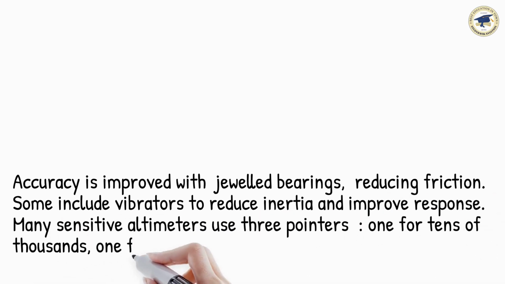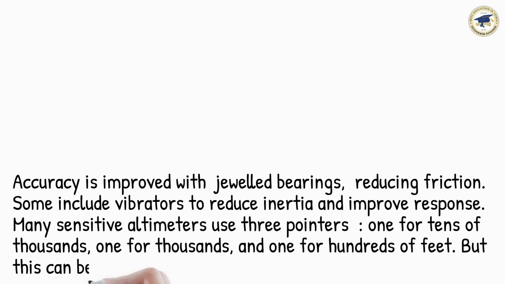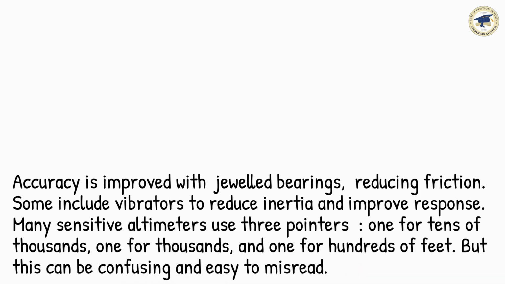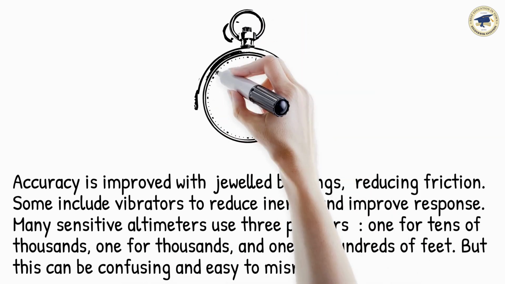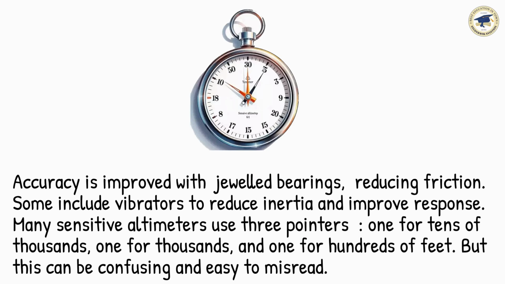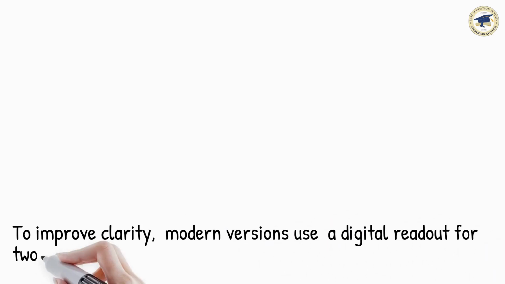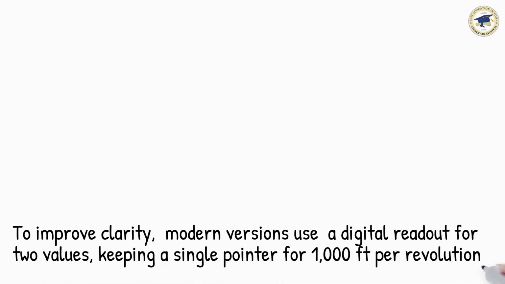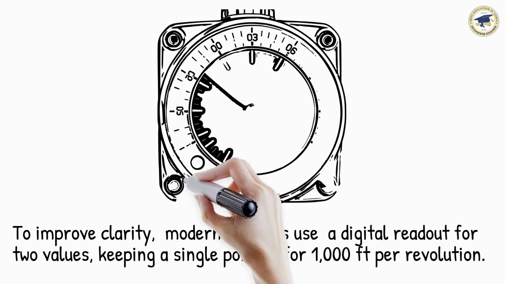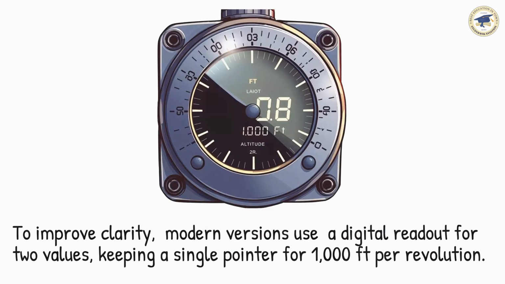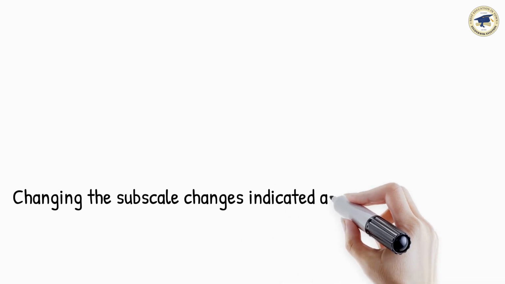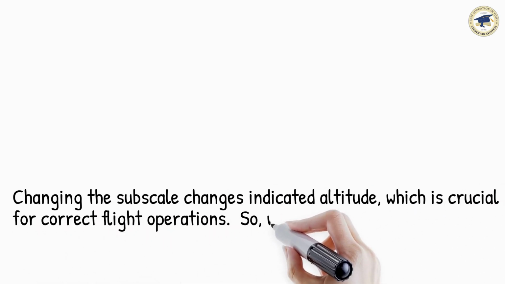Many sensitive altimeters use 3 pointers, one for tens of thousands, one for thousands, and one for hundreds of feet. But this can be confusing and easy to misread. To improve clarity, modern versions use a digital readout for 2 values, keeping a single pointer for 1,000 feet per revolution. Changing the subscale changes indicated altitude, which is crucial for correct flight operations.